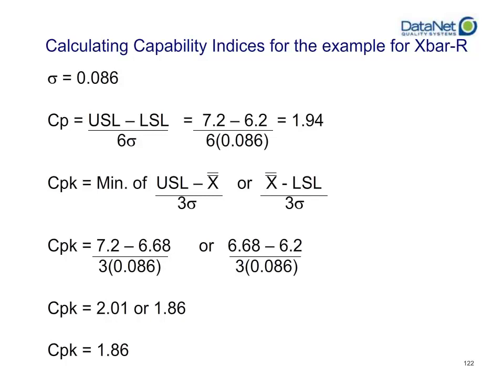To calculate CPK, we need to take the minimum value between the upper spec minus the grand average over 3 standard deviations, or the grand average minus the lower spec over 3 standard deviations. So we calculate both of them to find out which one is lower. 7.2 minus 6.68 over 3 times 0.086, or 6.68 minus 6.2 over 3 times 0.086. So either the CPK is going to be 2.01, or the CPK is going to be 1.86. 1.86 is lower than 2.01, therefore the CPK is 1.86.